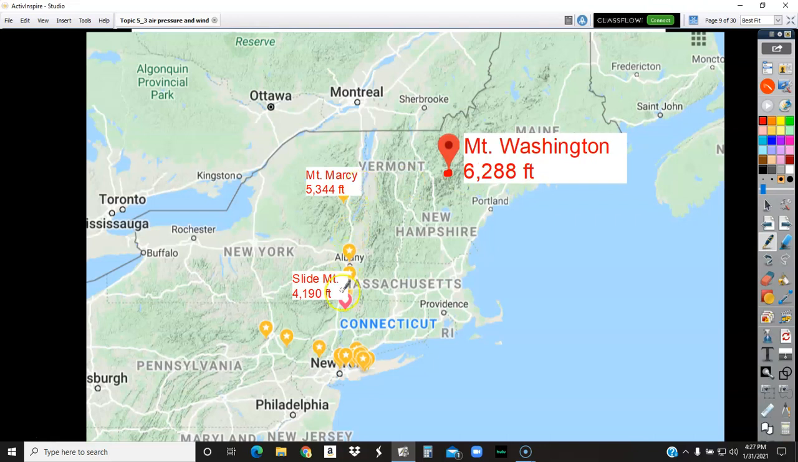Just to compare, Slide Mountain, which sits in the Catskills, not too far away from us. If you go a little farther west across the river, that's a little over 4,000 feet. And Mount Marcy, which is the tallest mountain in New York State, sits in the Adirondacks at 5,344 feet. So Mount Washington is almost 1,000 feet taller than Marcy.